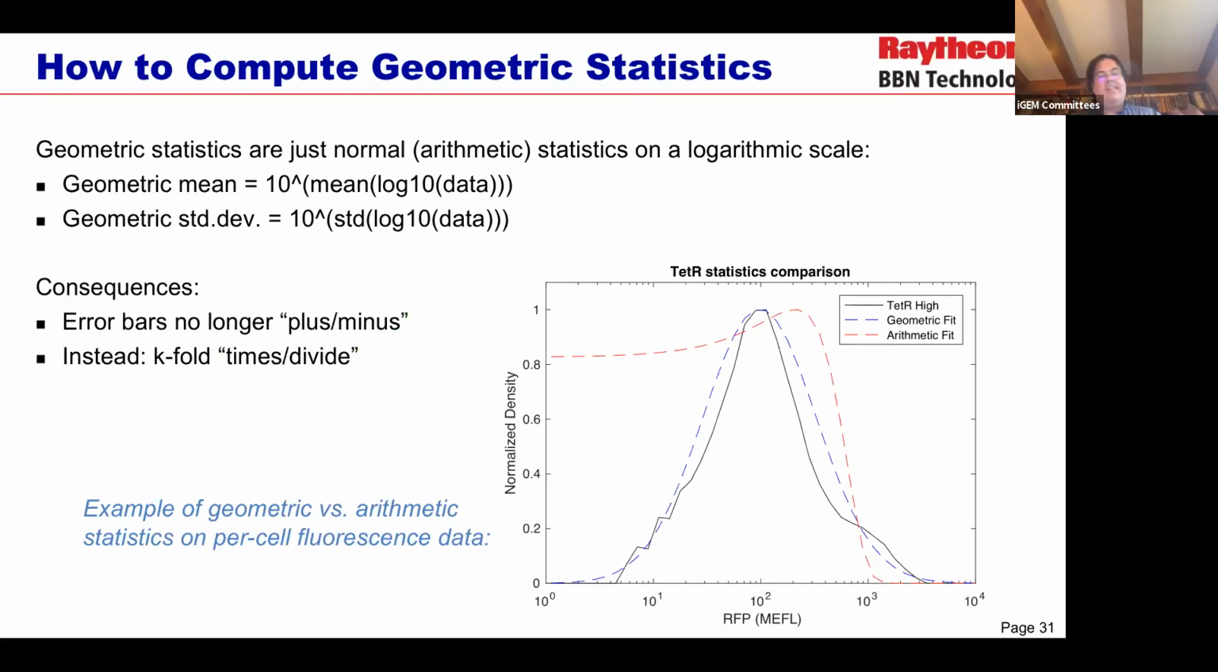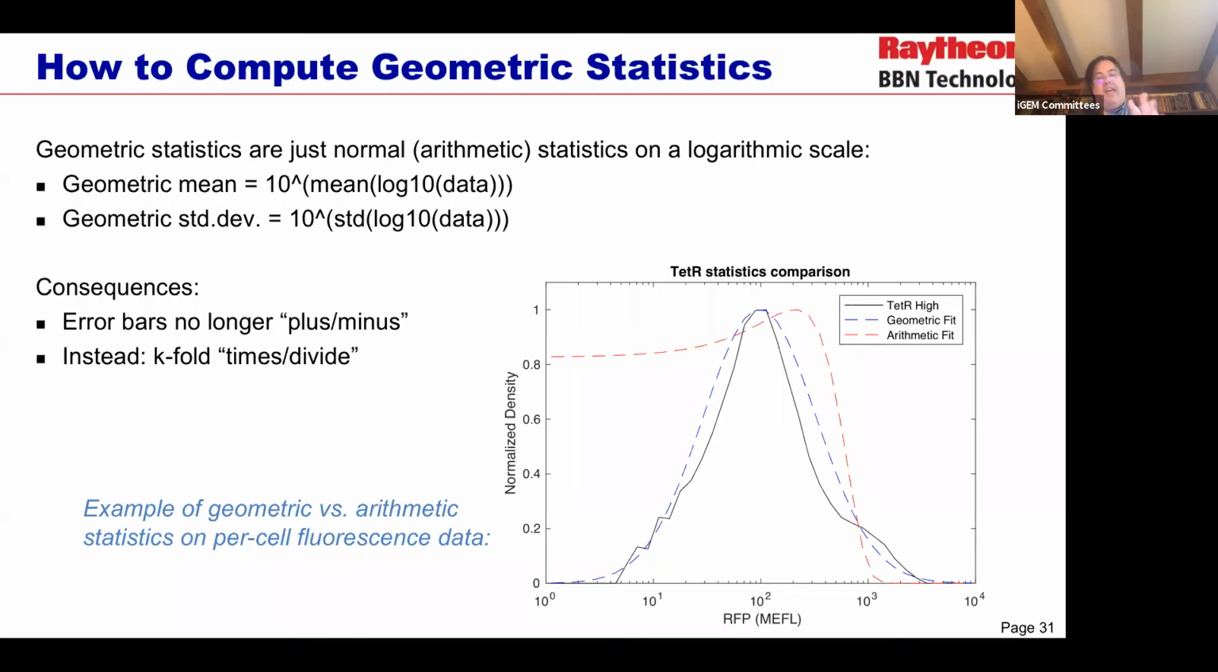So a little bit more on geometric statistics, because they may be something unfamiliar to you. The way that you can think about geometric statistics is that they're like normal statistics, only you put it on a log scale. So you take your log 10 of your data, then you compute mean and standard deviation, and you put 10 to the something, 10 to the result. That means that rather than getting plus minus error bars, you get times divide error bars. And we think about things in terms of k-fold. This is 10-fold higher than that. Those are the right statistics to look at because we're on this log scale.